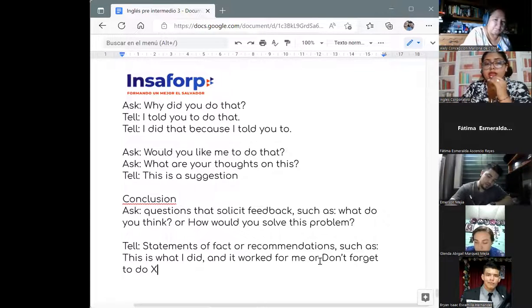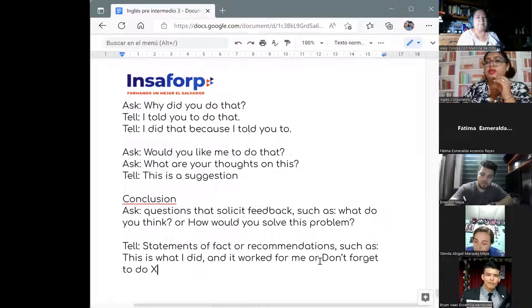And for tell, there are statements. These are not questions. They are statements or facts or recommendations, such as, this is what I did and it worked for me, or don't forget to do, and we can add the action.